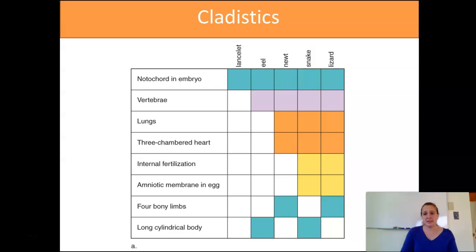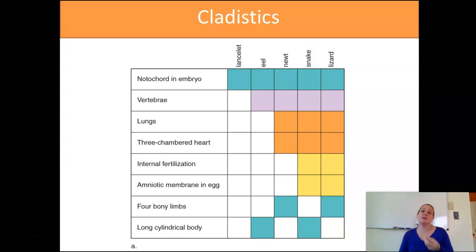So what we want to see is who has a notochord in the embryo, who has vertebrae, who has lungs, when did the three-chambered heart develop? How about internal fertilization and that amniotic membrane in the egg? What about four bony limbs and a long cylindrical body? Which of these morphological characteristics do these groups of species share in common?